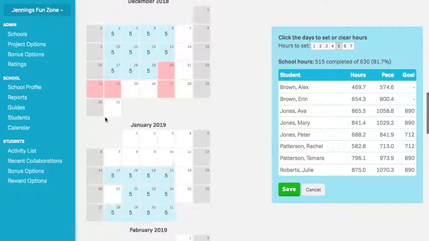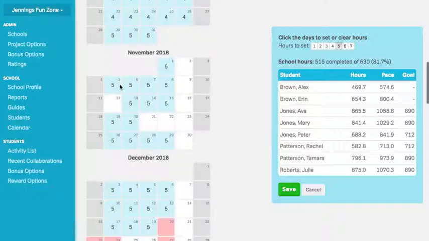Also, a couple of my students logged in over Christmas break from home. They just wanted to check their points or whatever. So that's fine. I'm just not going to put attendance hours on those days, and then it won't get counted. It won't get counted for attendance or for educational hours.